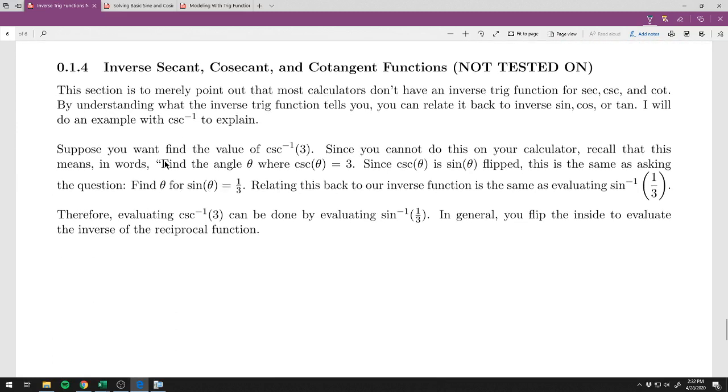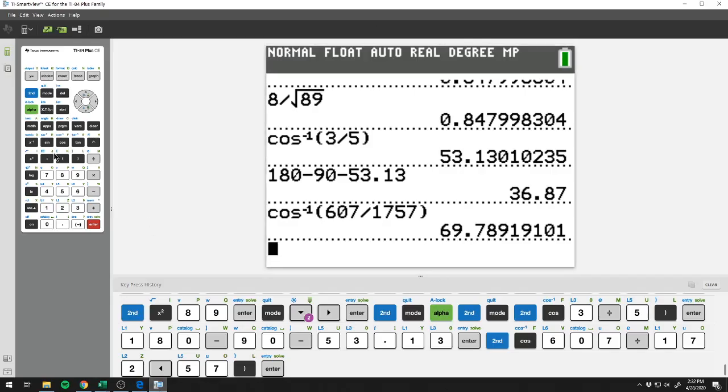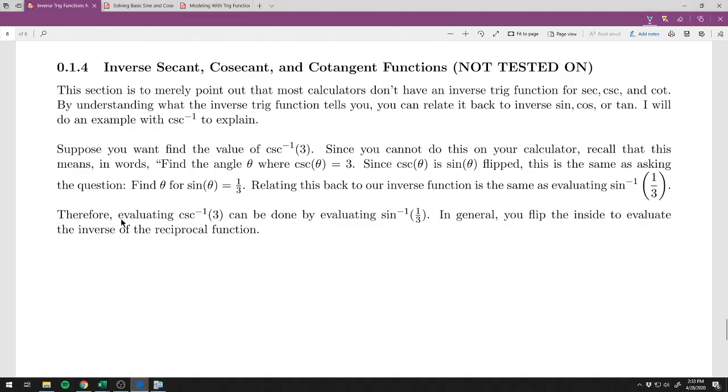All right, so suppose you wanted to find the value of cosecant inverse of 3, but you don't have a cosecant inverse button on any calculator usually. You won't find it, and you don't want to do it in the way you might think, which would be 1 over sine inverse of 3. I should probably write that in. That's not the way these inverse functions work with their reciprocal functions. That's why they are tricky and why you don't really want to deal with them.